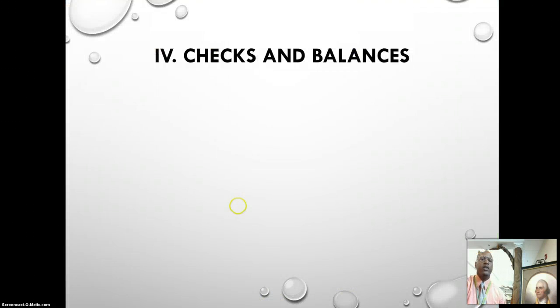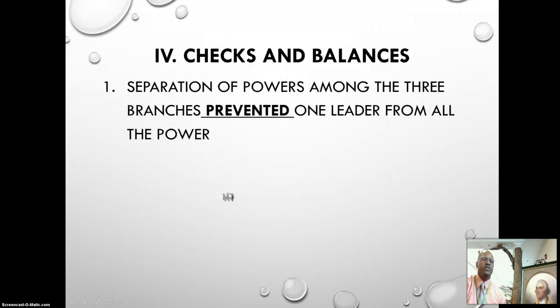All right, our last section on our notes: checks and balances. Now, what's the purpose of checks and balances? It's something we call separation of powers. This prevents any particular branch of government from having most of the power. Let me give you some examples.